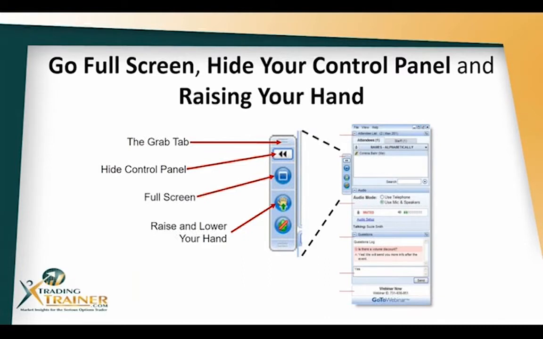The other thing you can do is click on that full screen button, and that'll make my screen take up your full screen, because I'm going to be showing you a whole bunch of charts and tables today, and I don't want you to squint.